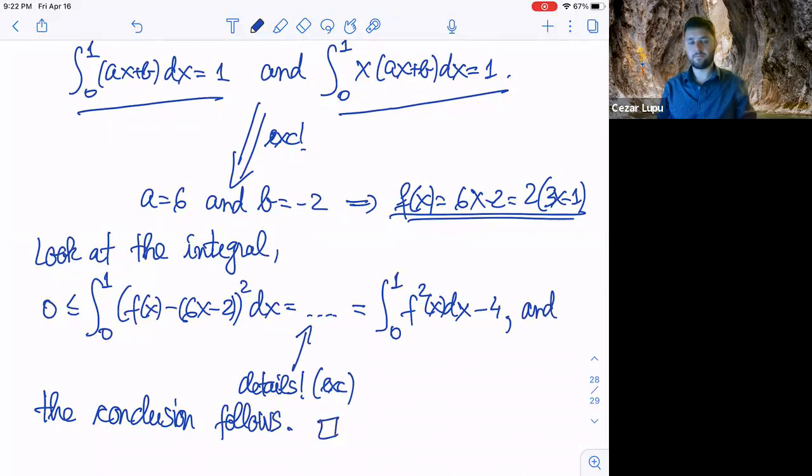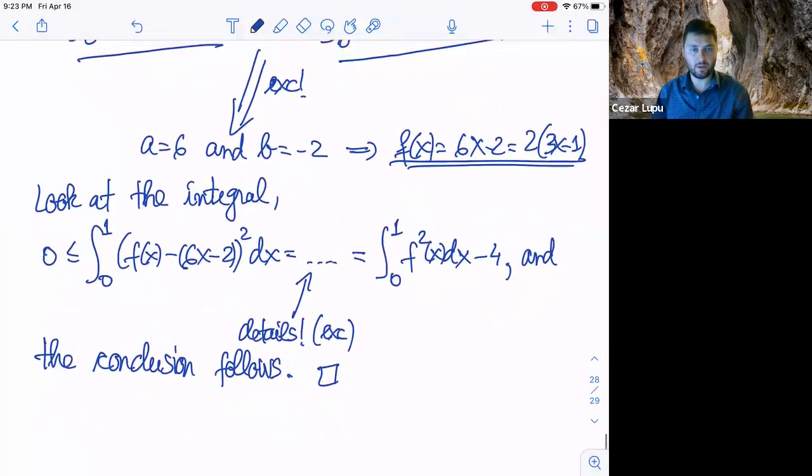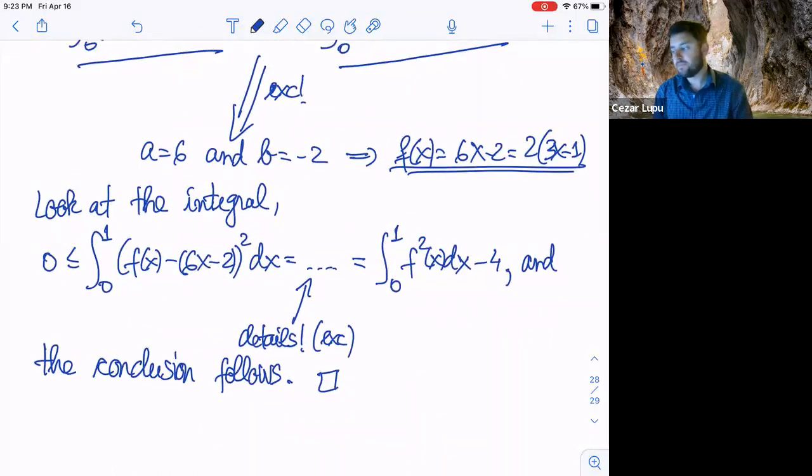And that's it. Of course, that's the technique here. Or like I said, once you put your hands on this polynomial, you can apply Cauchy-Schwarz to f and 6x minus 2. But basically it's pretty much the same thing as we have seen in the first solution.